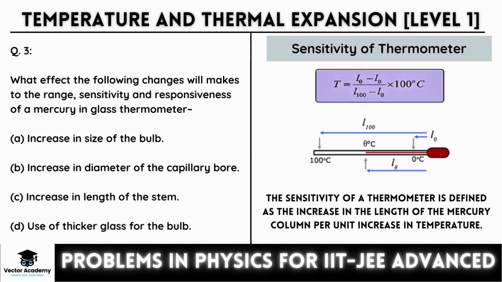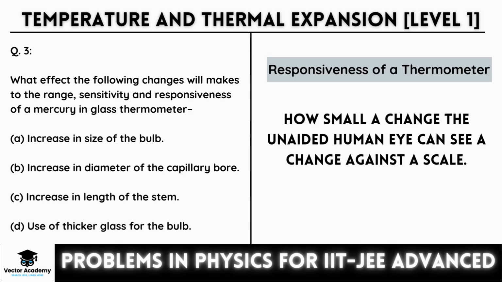Sensitivity of thermometer. The sensitivity of a thermometer is defined as the increase in the length of the mercury column per unit increase in temperature. Responsiveness of thermometer. How small a change the unaided human eye can see against a scale.